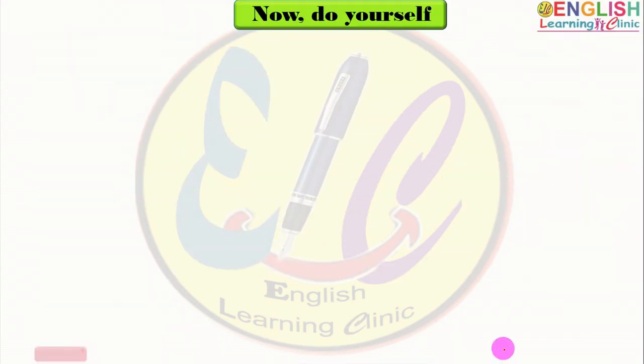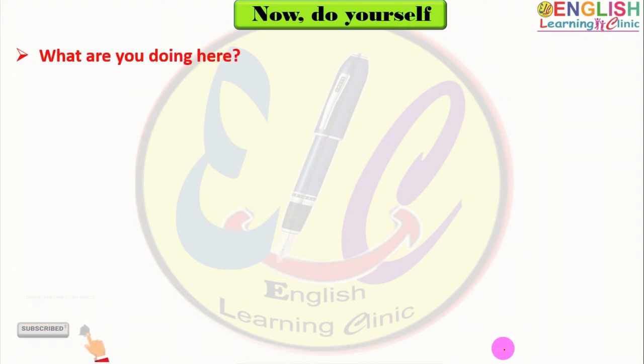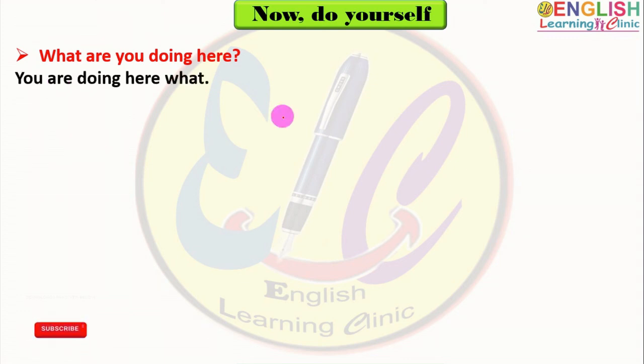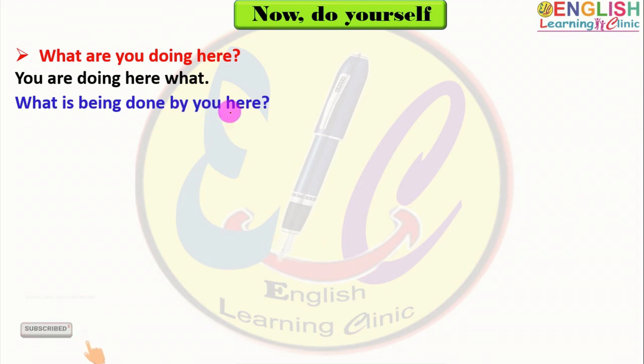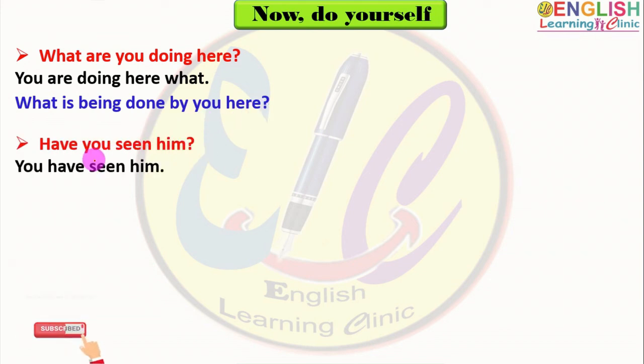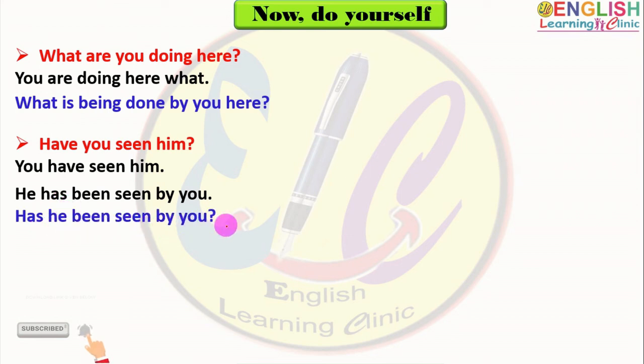Now, let's do an exercise. What are you doing here? Make it assertive. You are doing here what? Change the voice. What is being done by you here? Automatically, this is the answer. Next, have you seen him? Make it assertive. You have seen him. Change the voice. He has been seen by you. Make it question. Has he been seen by you?